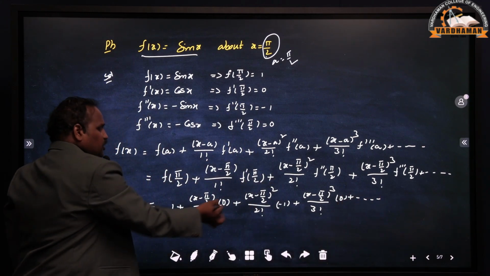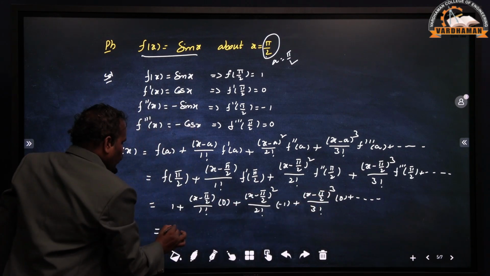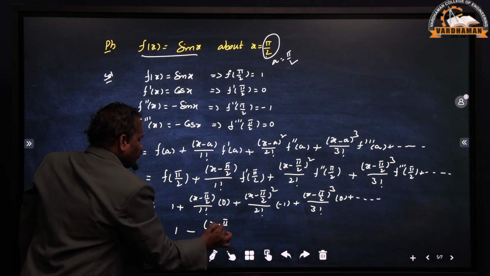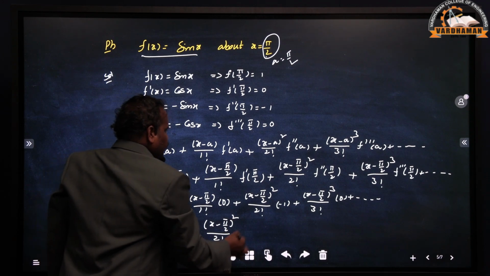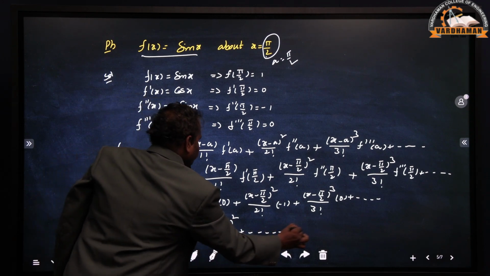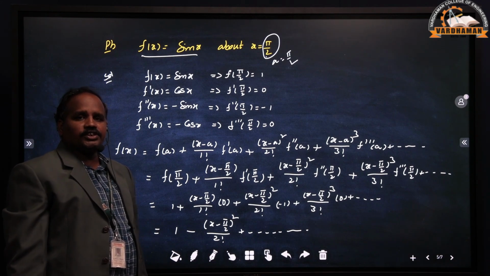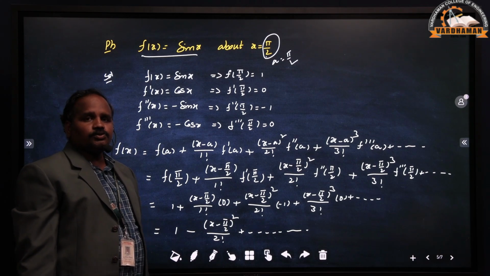Which one is equal to 0, and anything times 0 is 0. So the remaining terms are 1 plus (x minus pi by 2) whole square by 2 factorial plus and so on. Like this we are calculating the Taylor series of the given function sin x. Now we are going with one more problem.